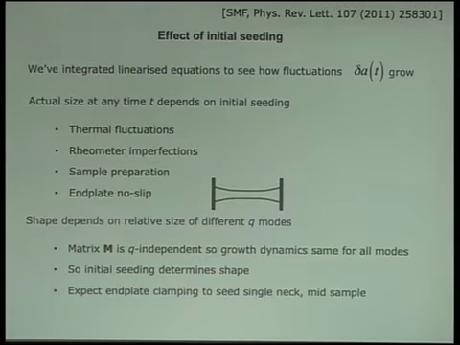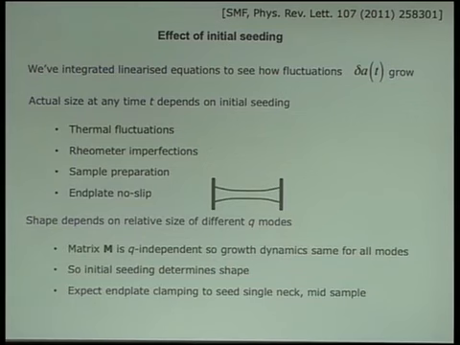Just finally to say, we've integrated these linearized equations to see how fluctuations in the area of the filament grow. Of course, their actual size at any time depends on how we seed them initially. I've not specified that. That could come from thermal fluctuations or rheometer imperfections, misalignment. You might have prepared the sample with a slight notch in it, and that would be an obvious failure point. And there's also the fact that we've got fluid sandwiched between plates that are being pulled apart, and there's a no-slip condition against the plates, and so that's likely to seed a mode that looks like that.